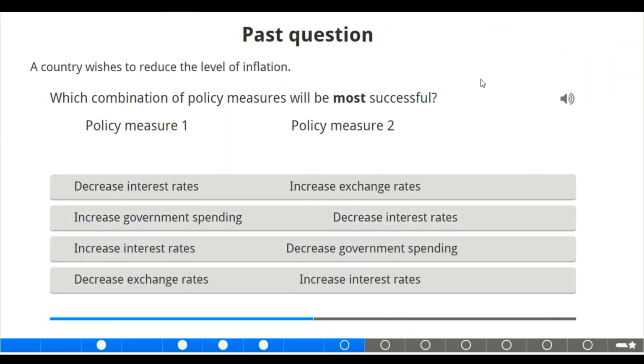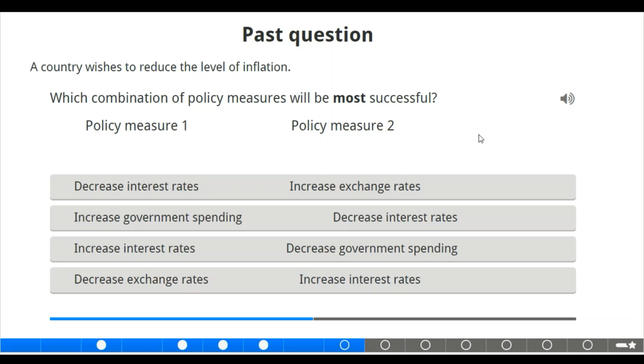We have one past question here. A country wishes to reduce the level of inflation. Which combination of policy measures would be the most successful? We have policy measure 1 and policy measure 2. As we said earlier, the policies used to reduce inflation include the contractionary monetary and fiscal policy among them. Now let us check these options out.